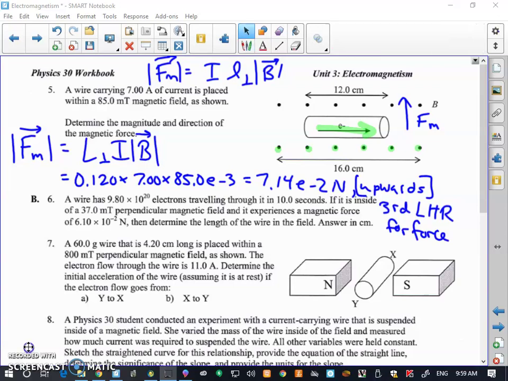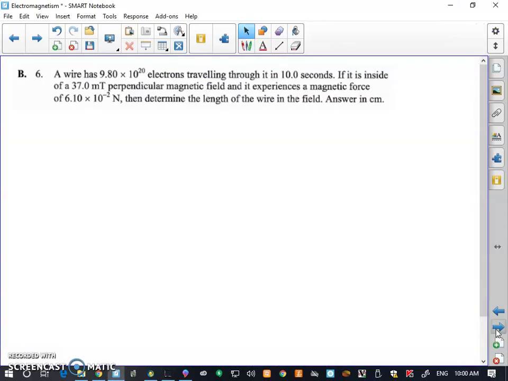All right, question number 6. I put these ones on a separate page so we had a little bit extra room to work, and you probably want to use loose leaf if you're following along here. A wire has 9.8 times 10 to the 20 electrons traveling through it in 10.0 seconds. If it is inside a 37 millitesla perpendicular magnetic field, then it experiences a magnetic force of 6.1 E negative 2 newtons. Determine the length of the wire in the field. Answer in centimeters.